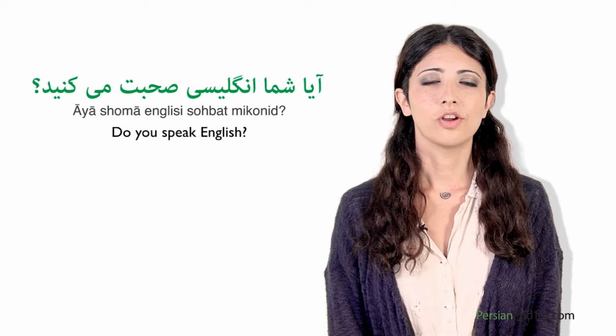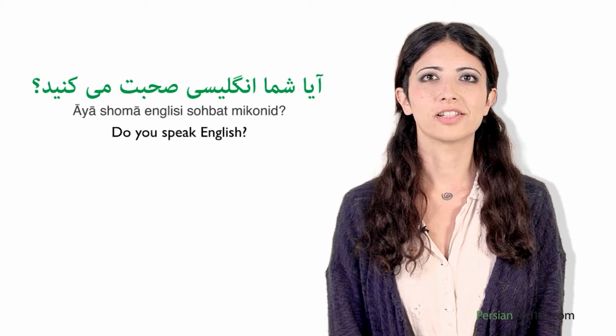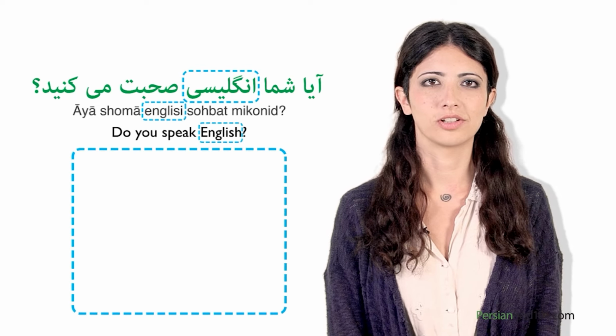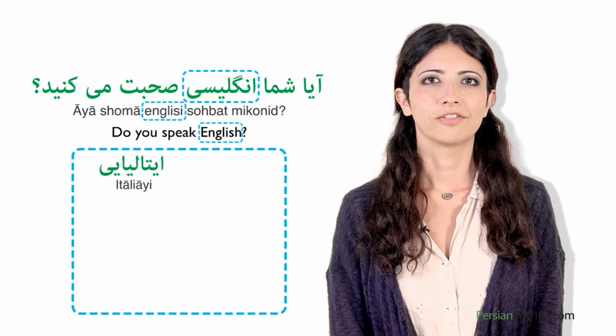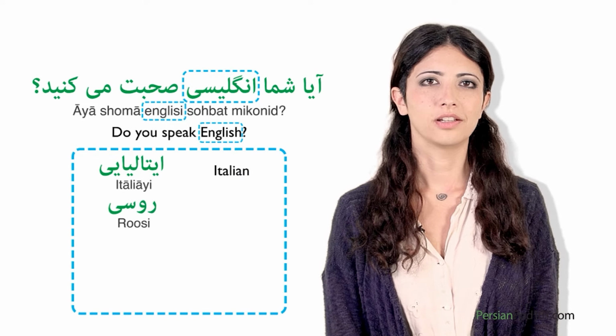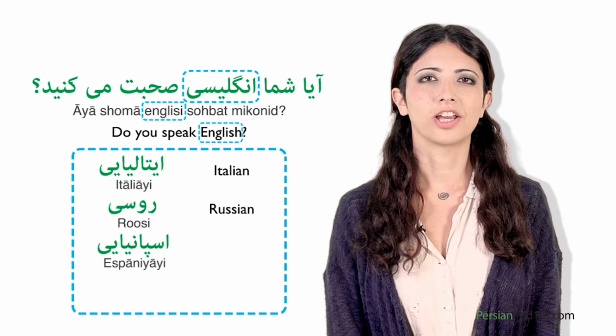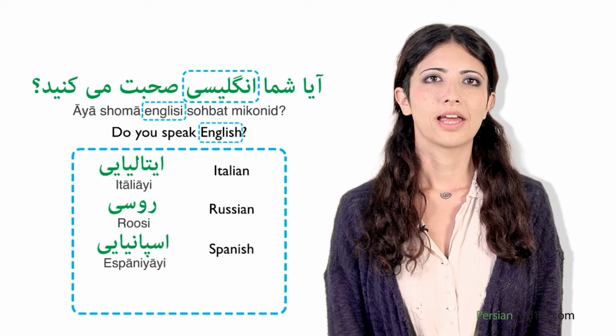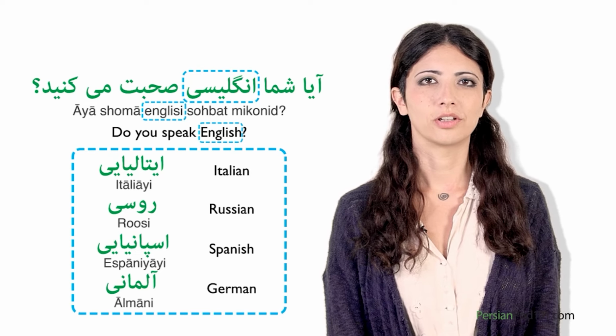Now it's time for Anita's advice. Persian people study the English language at school and love to use English. So most people will understand you if you speak to them in simple English. For those of you whose native language is not English, you can use this same basic question for any language you need. Here are some other language names in Persian. Italiai, for Italian. Rusi, for Russian. Espanyai, for Spanish. And Almani, for German.